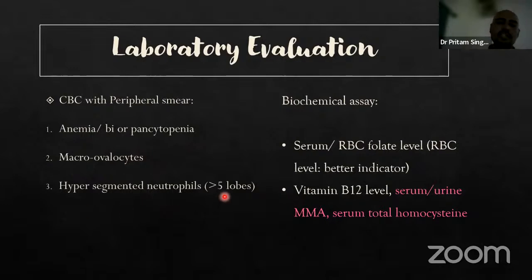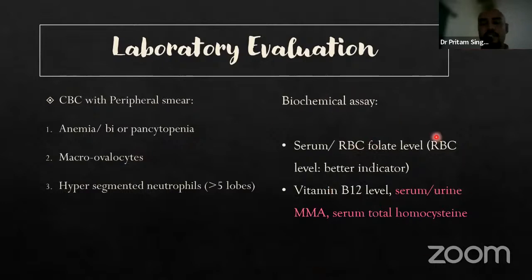The classical book definition is that at least 5% or more of neutrophils should have hypersegmentation, that is, more than 5 lobes. Some books say at least 1% should have more than 6 lobes. So whatever this book definition may be, demonstration of hypersegmented neutrophils is something very classical of megaloblastic anemia.